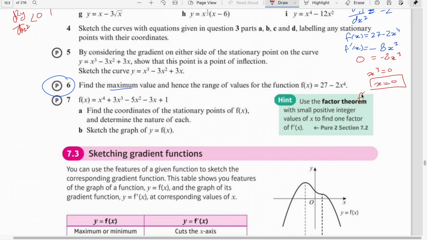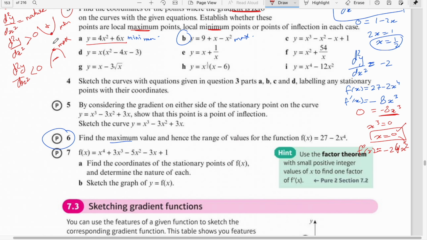So the double derivative, f double dash x, differentiating this part again, we get minus 8 times 3, which is 24, so minus 24x square. Now you see, whatever the value of x is, although we know that it is 0, when you substitute it in, you will still get a negative answer. So a negative answer means that it is a maximum point.